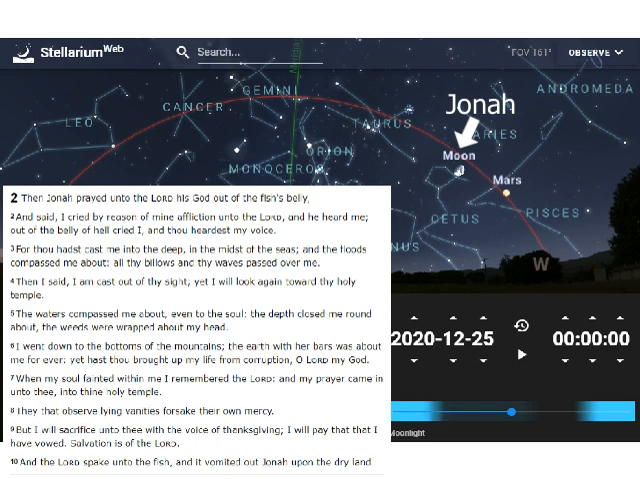Yet hast thou brought up my life from corruption, O Lord my God. When my soul fainted within me, I remembered the Lord, and my prayer came unto thee, into thine holy temple. They that observe lying vanities forsake their own mercy. But I will sacrifice unto thee with the voice of thanksgiving. I will pay that I have vowed. Salvation is of the Lord. And the Lord spake unto the fish, and it vomited out Jonah upon the dry land.